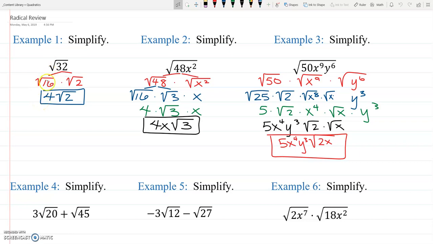When we did this problem, we talked about how you could break it up into 4 and 8, because 4 is a perfect square, but then your 8 would be able to simplify further. So we want the biggest perfect square.